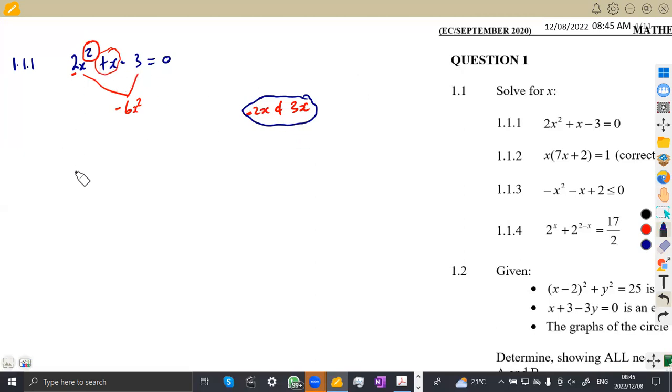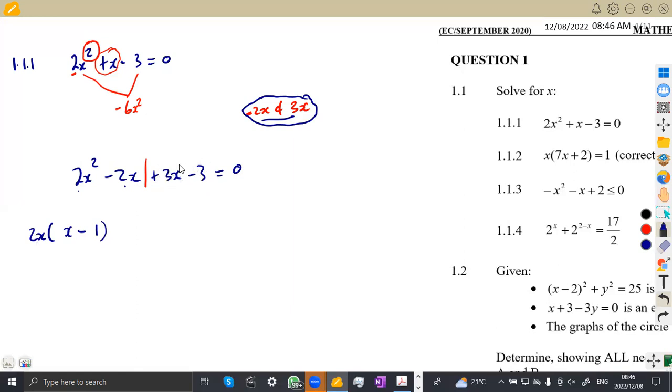So this equation can be written as 2x squared. We now replace the middle term with the two terms that we got, negative 2x plus 3x, minus 3 is equal to 0. All right, so now we've got a quadratic equation with 4 terms. Still on factorization, we are going to group into 2 terms. The first term, what is common between these two is 2x. So factor out 2x: 2x squared divided by 2x is x, minus 2x divided by 2x, that's going to give you a negative 1.